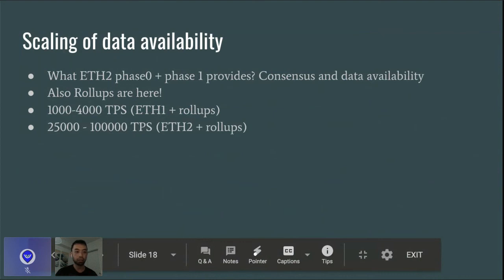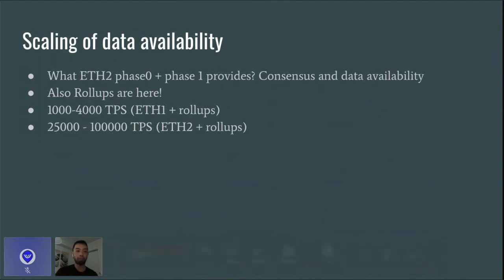So yeah, now we have phase 0 and then potentially phase 1 coming up in the next year. Now we have consensus and data availability, right? And also the rollups are here, right? There are a lot of rollup testnets for people to try. And then Vitalik recently posted that with ETH1 and rollups, you get 1,000 to 4,000 TPS, assuming a lot of current dApps migrate to rollups.